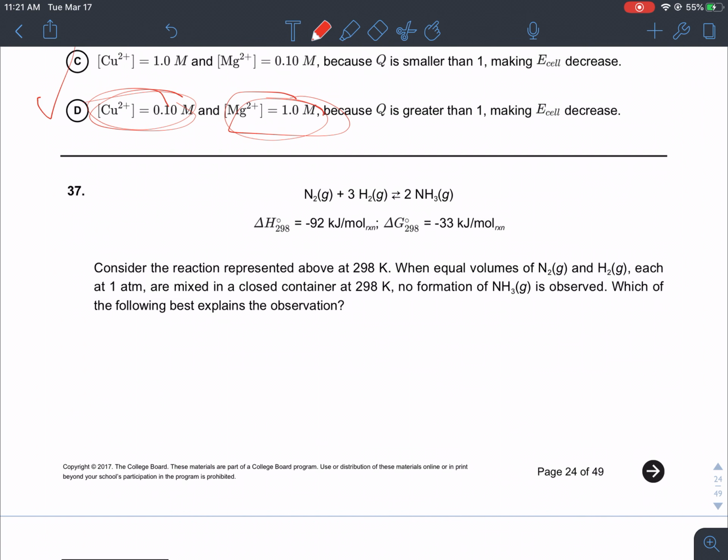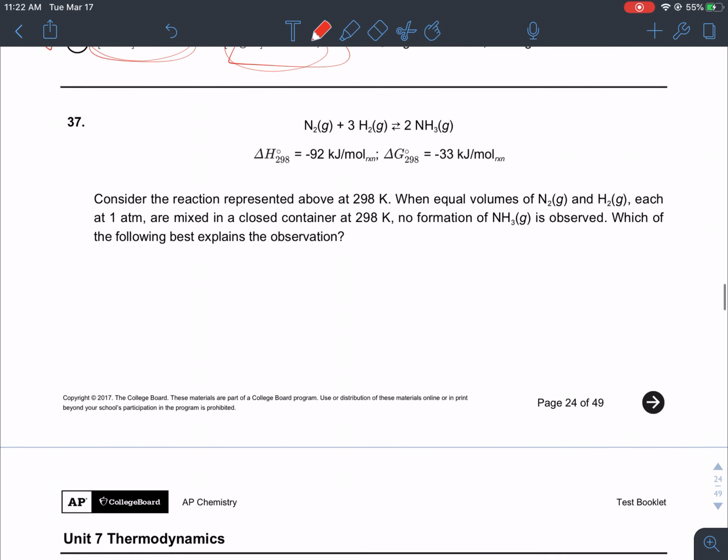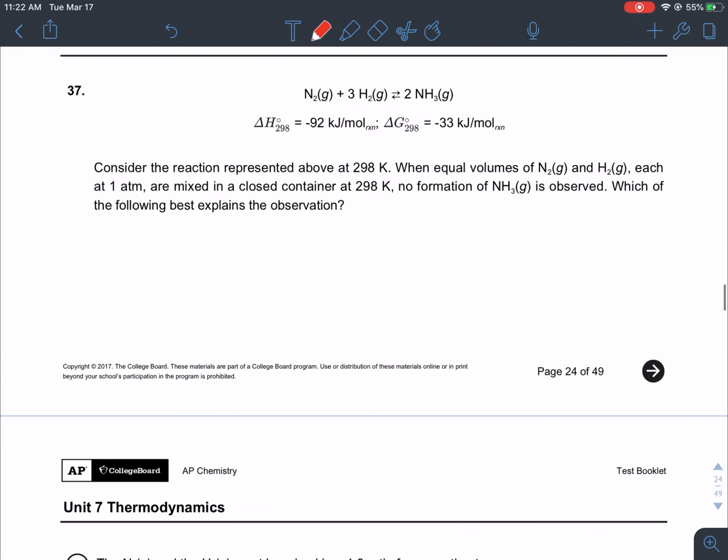All right, number 37. Consider the reaction represented above at 298 K when equal volumes of N2 and H2, each at 1 atm, are mixed in a closed container. No formation of NH3 is observed. We can't see it. But you want to say, oh, this is a not spontaneous reaction. Hold on. Delta G is negative. If delta G is negative, then it is a spontaneous reaction.